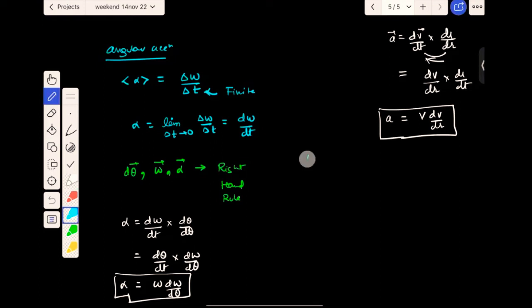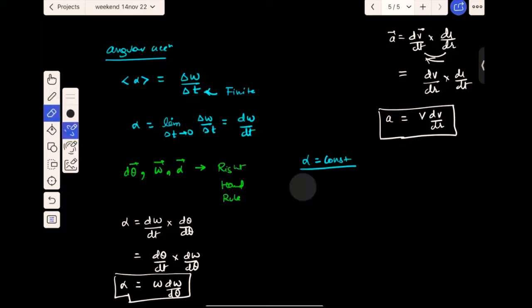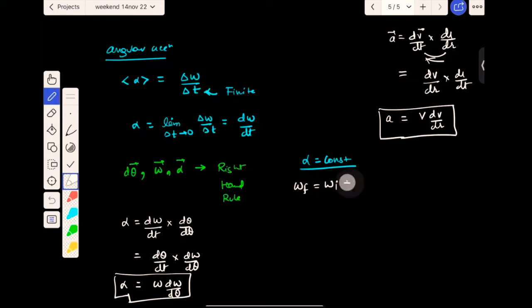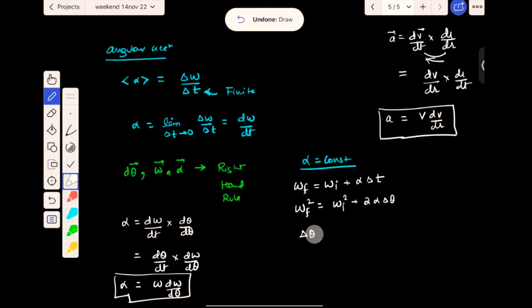Now, whenever I have alpha constant, I can use the equations that we had earlier. That was v equals u plus at. Instead of that, I'll write omega final equals omega initial plus alpha into delta t. Next, we had v square equals u square plus 2as. So here also we'll have omega final square equals omega initial square plus 2 alpha into delta theta. And then we have s equals ut plus half at square. So here the change in the angle will be equal to initial omega into t plus half alpha into delta t square.